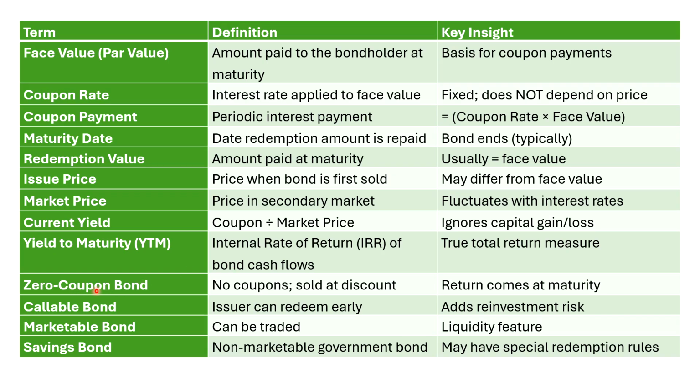Then there's a zero coupon bond. So there's no interest paid along the way. You just get a larger value than what you paid for at the beginning. And the example that I gave were the U.S. double E savings bonds. Then we had these three types of bonds that we just talked about. The callable bonds, where the issuer can redeem them early. The marketable bonds, which can be traded. And then there's the savings bonds. They're non-marketable government bonds, and they have various redemption rules.